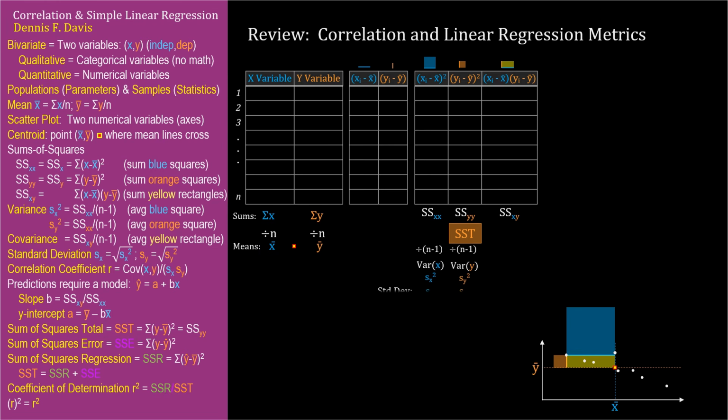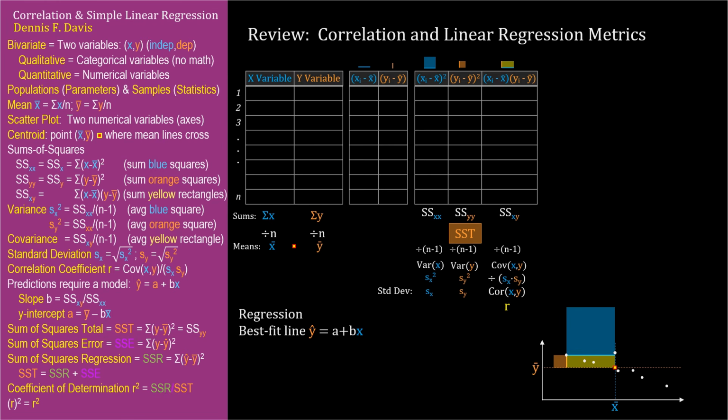The square roots of the variances are the standard deviations, s sub x and s sub y, not squared. The average of the sum of squares xy, remember, is the covariance, which has strange units, so we normalize them when we divide by the standard deviations of x and y to get the correlation coefficient r.